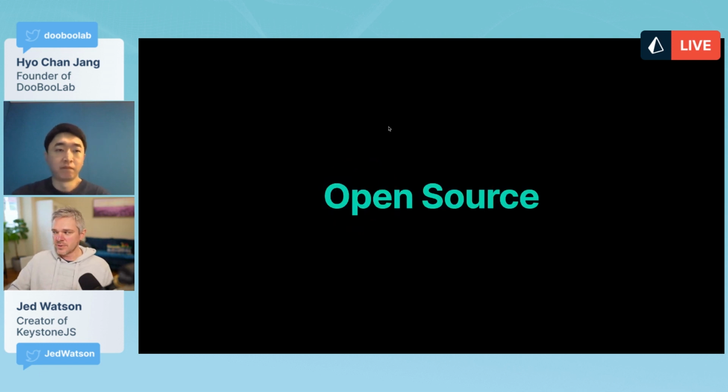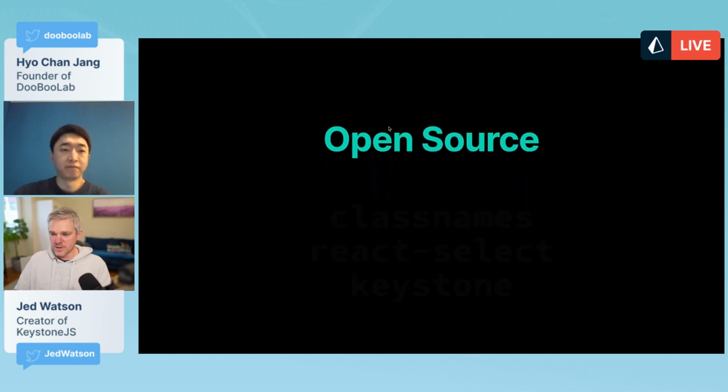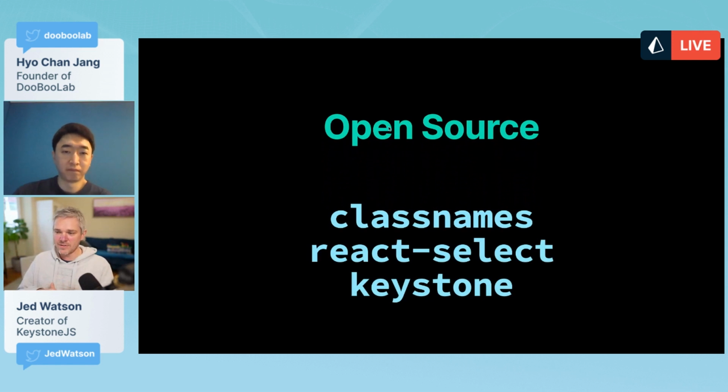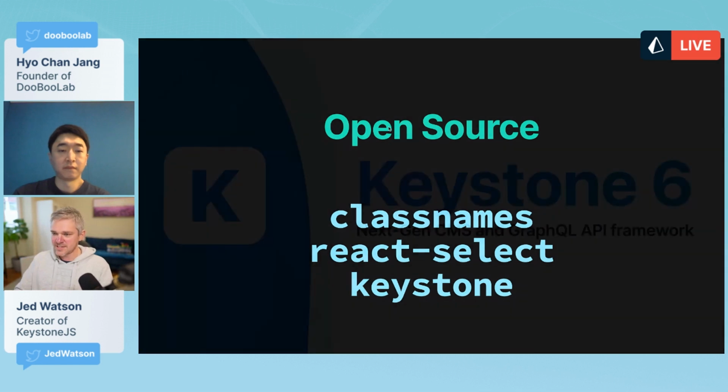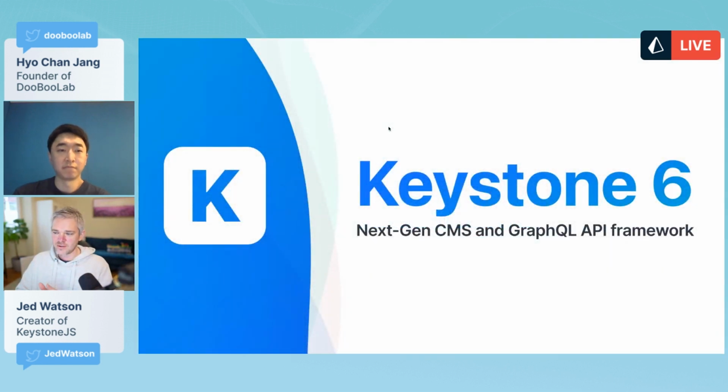We also do a lot of open source, and I've been very passionate about contributing to the open source ecosystem in JavaScript ever since ThinkMill was founded. I've built projects that you may have heard of or used before, including classnames, React Select, and Keystone. The one that I'm talking to you about today is the new version of Keystone that we've been working on.